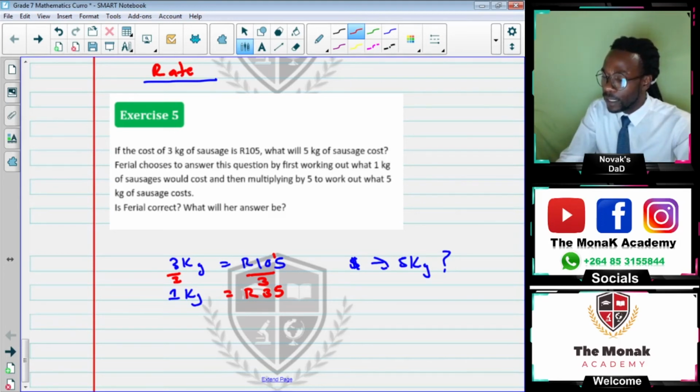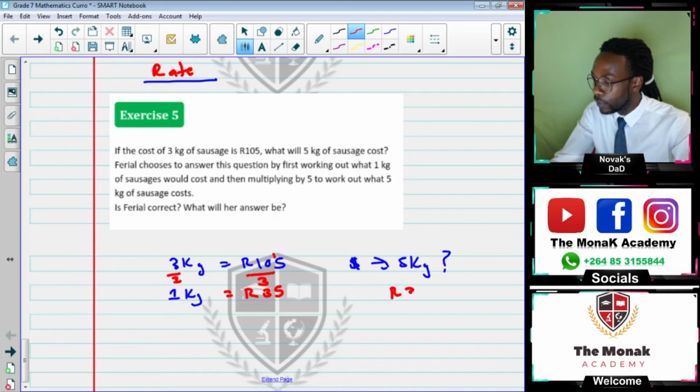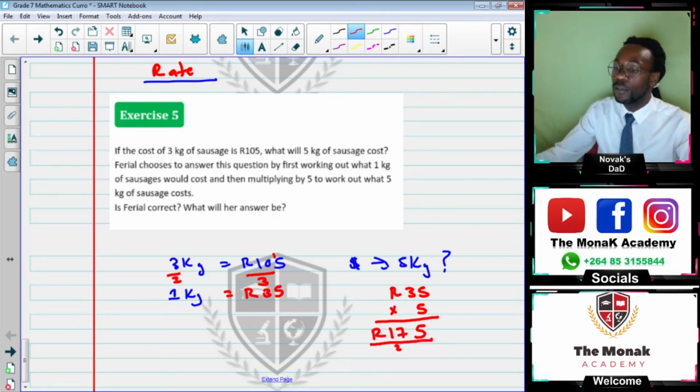So if 1 kg is 35 rand, what about 5 kg? So definitely for 5 kg, we have to multiply 35 rand, which is for 1 kg, multiplied by 5. 5 times 5, 25. Bring down 2. 5 by 3, 15 plus 2 is 17. So 5 kg will cost 175 rand. So Ferial is correct the way he approached it. Okay.